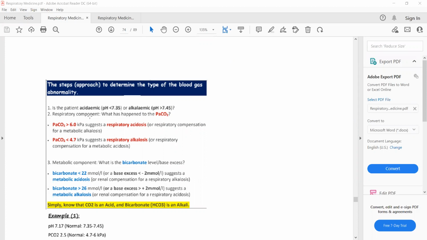The second step, we'll see the respiratory component. And in the third step, we'll see the metabolic component. So remember that partial pressure of carbon dioxide is the respiratory component. So whenever there is a respiratory acidosis or respiratory alkalosis, partial pressure of carbon dioxide will increase or decrease.